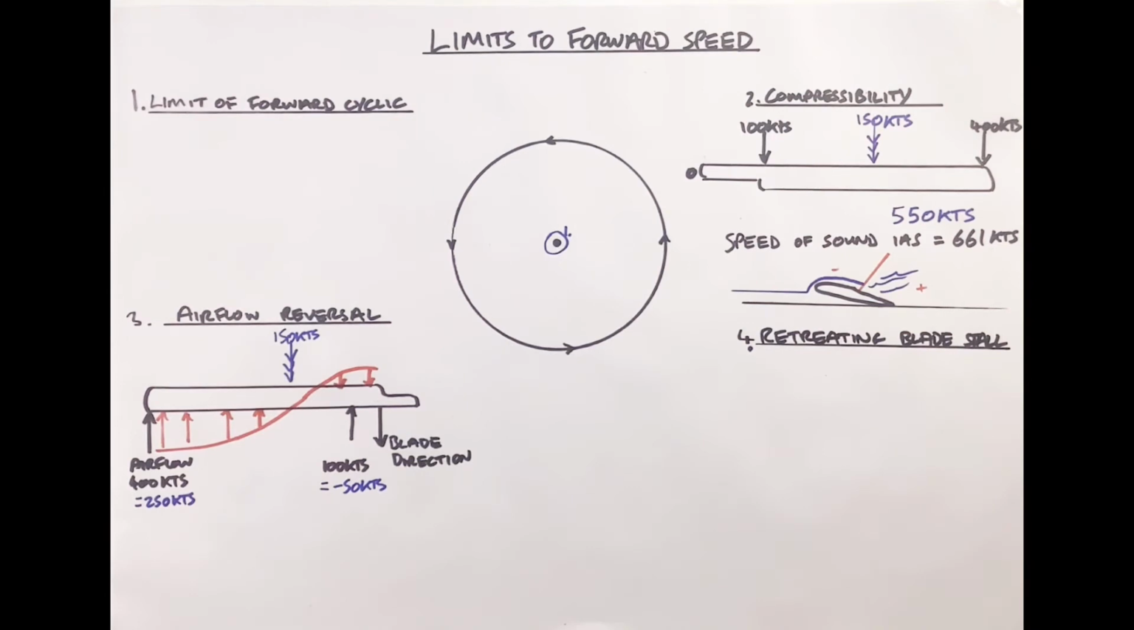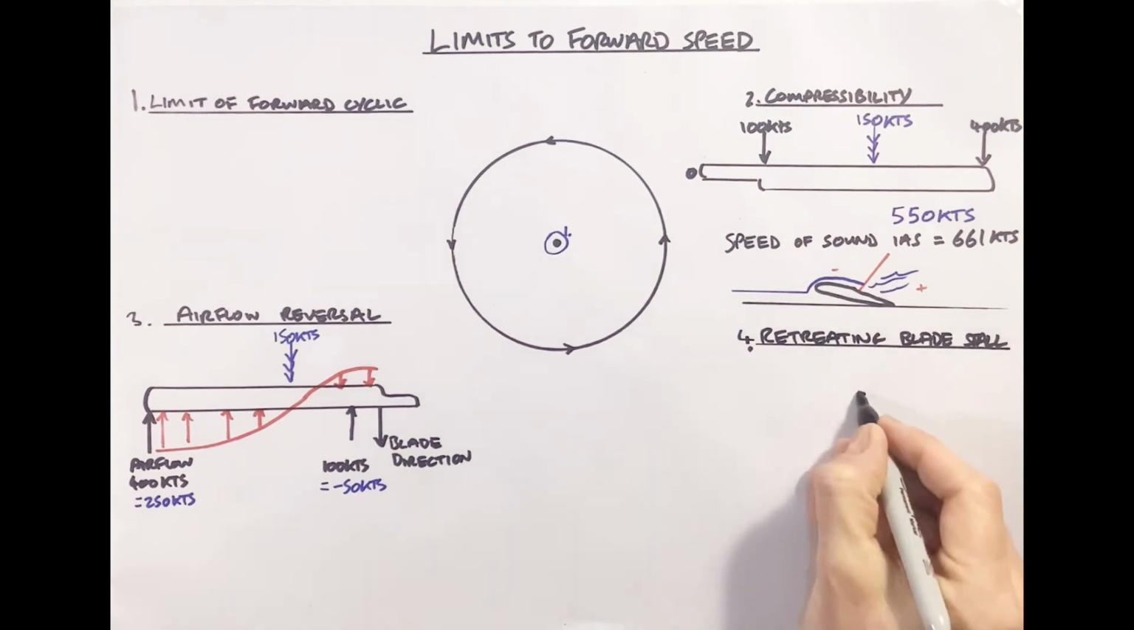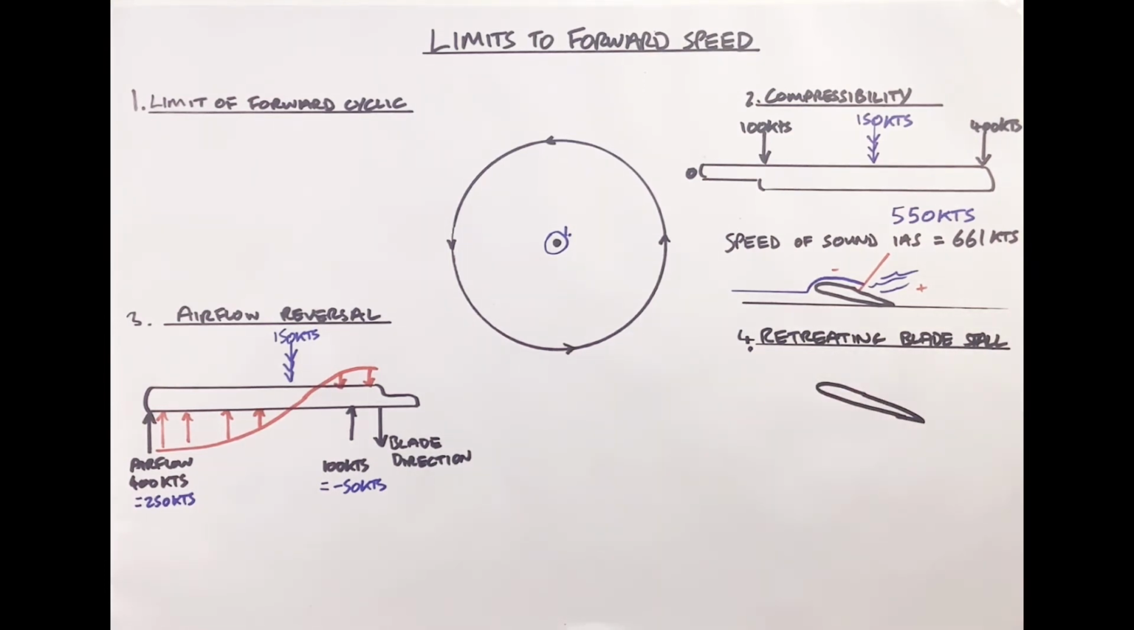So retreating blade stall, you'll often see this as RBS, but retreating blade stall comes about towards the end of airflow reversal. So we already talked about the fact that as we slowly start to lose lift down towards the tip of the retreating blade, we need to do something about it. What do we do? Well, we put right cyclic in, and that right cyclic essentially will increase the pitch on the retreating side in order to try and lift it up.